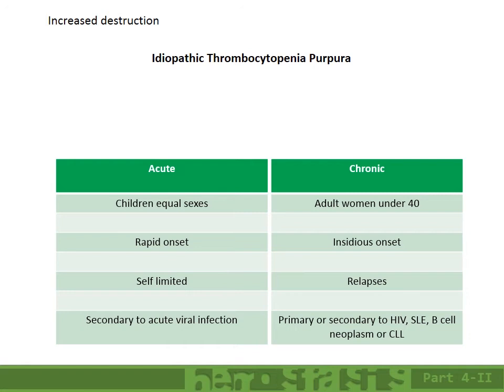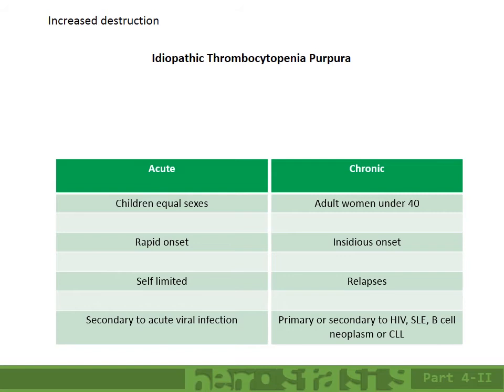The other difference is that in some cases, chronic ITP can be primary. If it is secondary, it's often secondary to a fairly severe illness. In certain instances, it may be due to HIV infection. It may be secondary to a collagen vascular disease like systemic lupus erythematosus, or it may be due to an oncologic process such as a B-cell lymphoma or chronic lymphocytic leukemia.